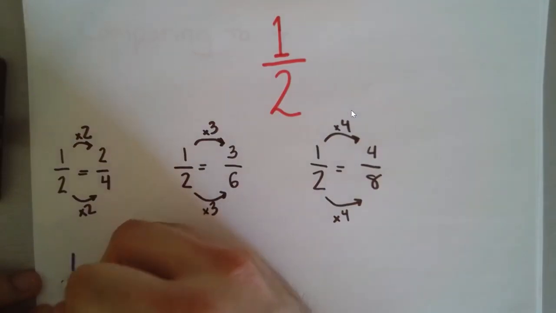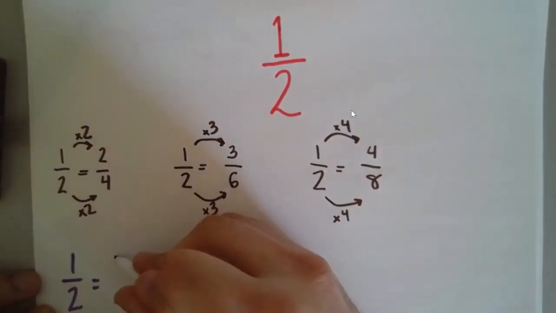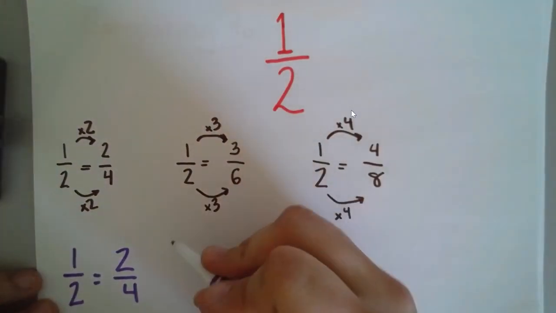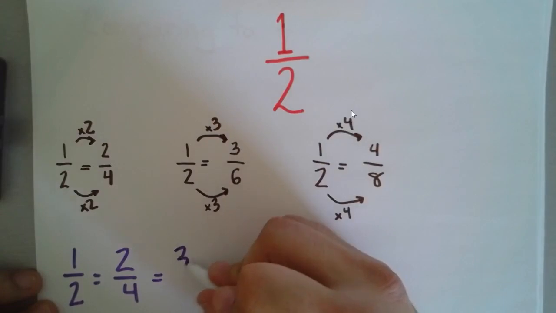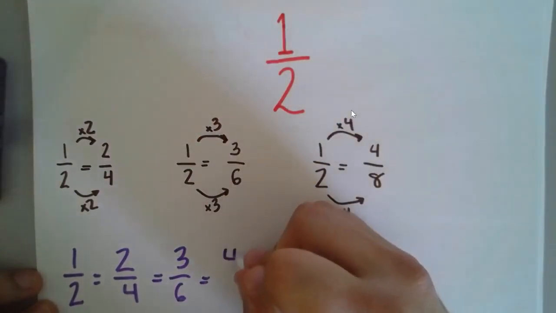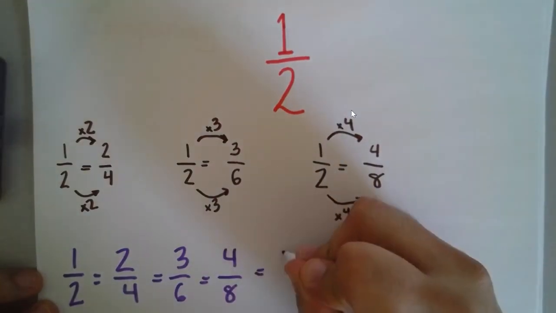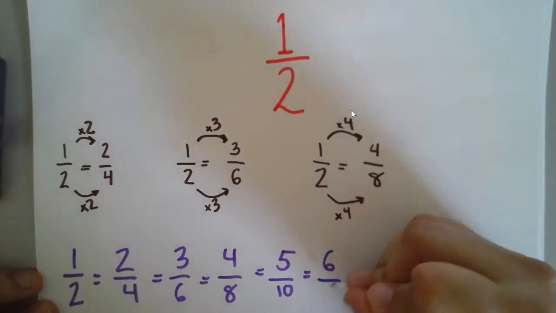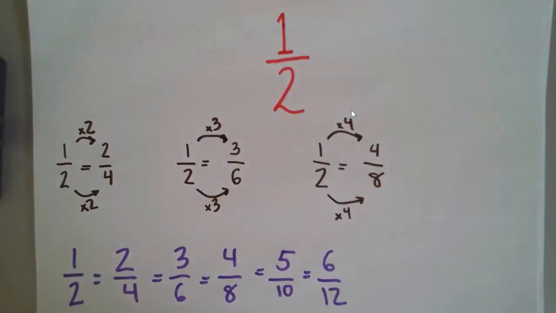We have 1/2, which is equivalent to 2/4, like we said right over here. It's equivalent to 3/6, as we found right here. It's equivalent to 4/8. It's equivalent to 5/10. I can continue going. It's equivalent to 6/12. I could go on and on. The number of fractions that are equivalent to 1/2 is endless. It is truly infinite. There is no end to the number of fractions that I could use for this.